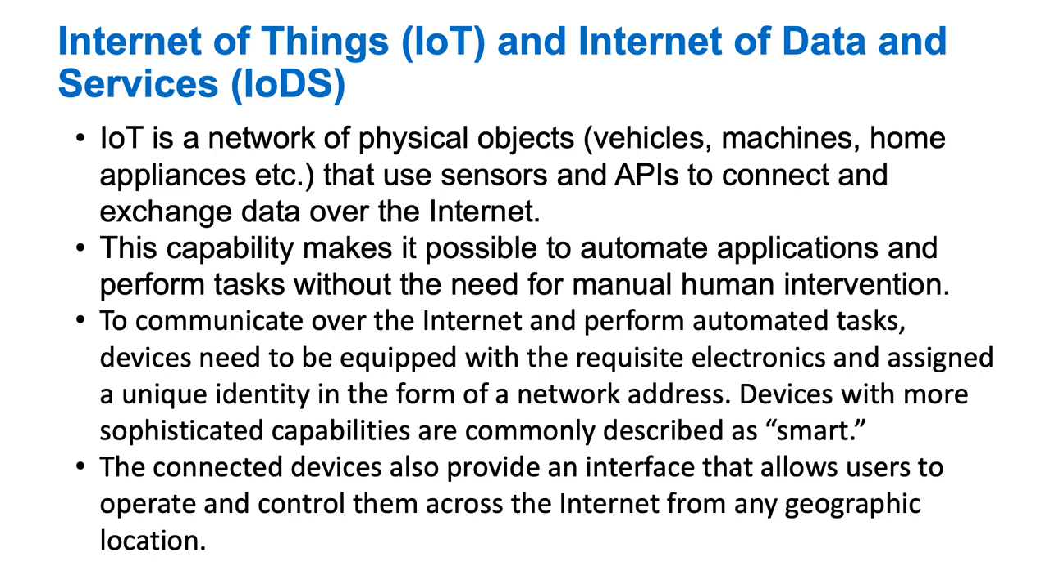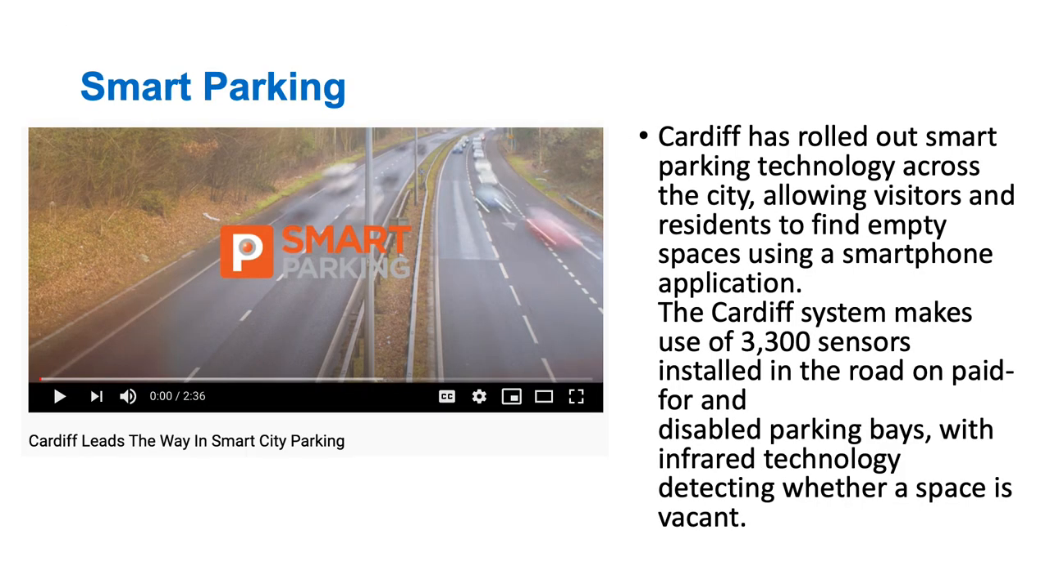The connected devices also provide an interface that allows users to operate and control them across the internet from any geographic location. For example, a car parking sensor system in the mall. It can be intelligent enough to point to the exact location or GPS to where an empty spot is available. On Padlet, I have shared videos on examples of smart home and also smart city.